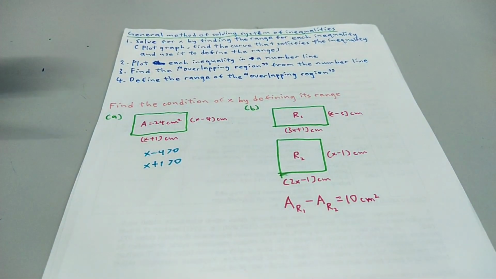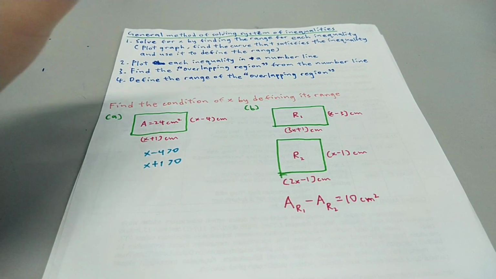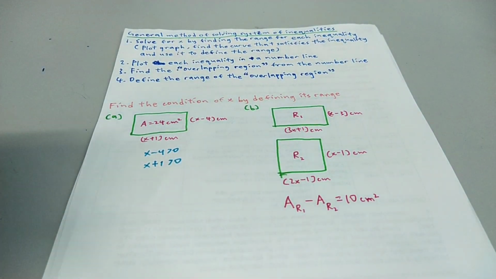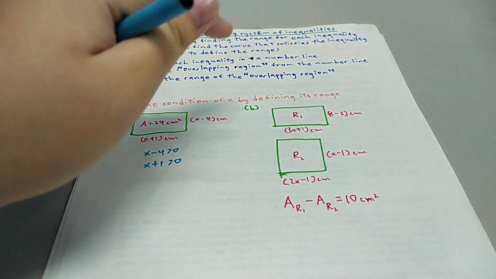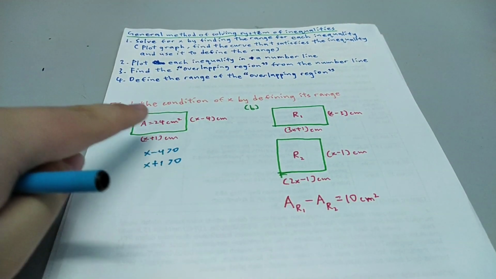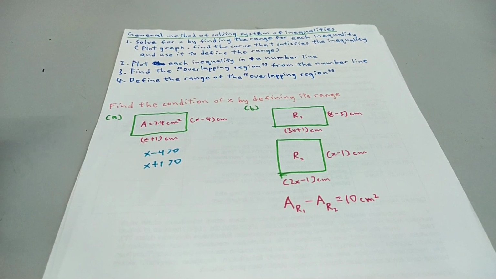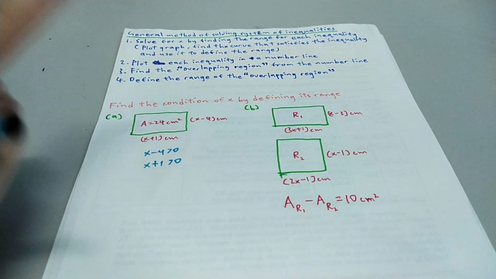You must make sure that this length and width of the rectangle must be bigger than 0, or you can say must be positive at the same time, which means in order to find the condition of x by defining it, the condition of x is to solve the system of linear inequalities of these two linear inequalities. So based on step 1, solve for x by finding the range of each inequality.